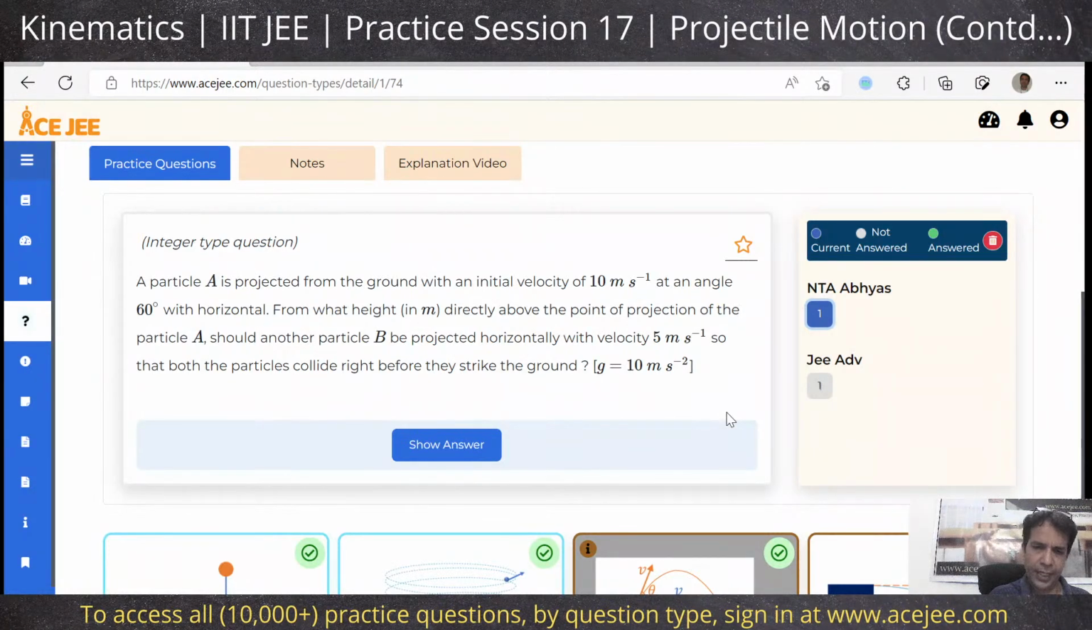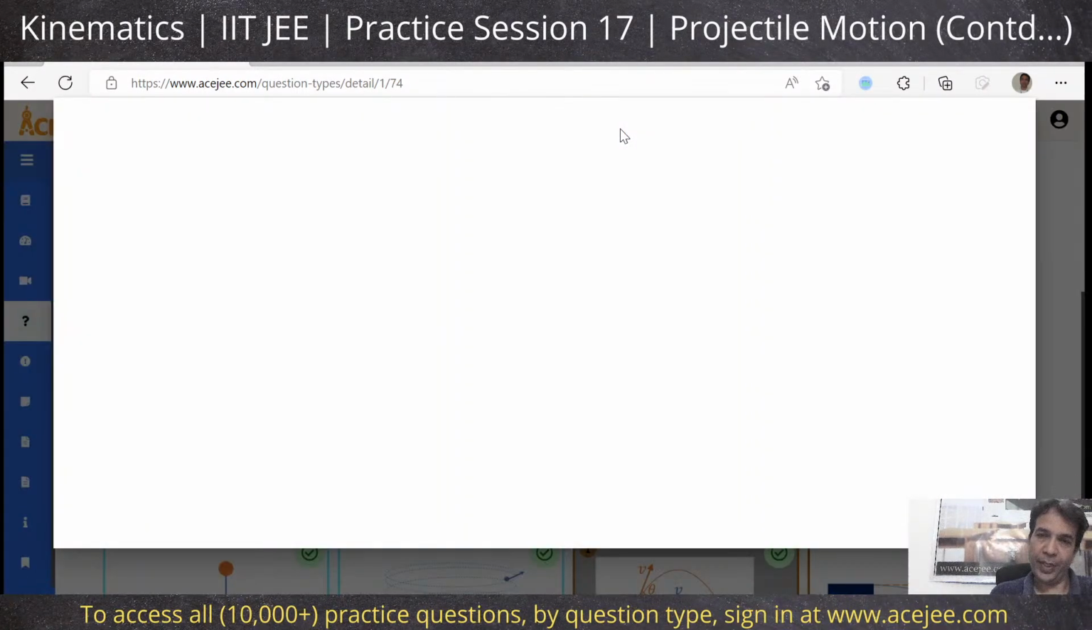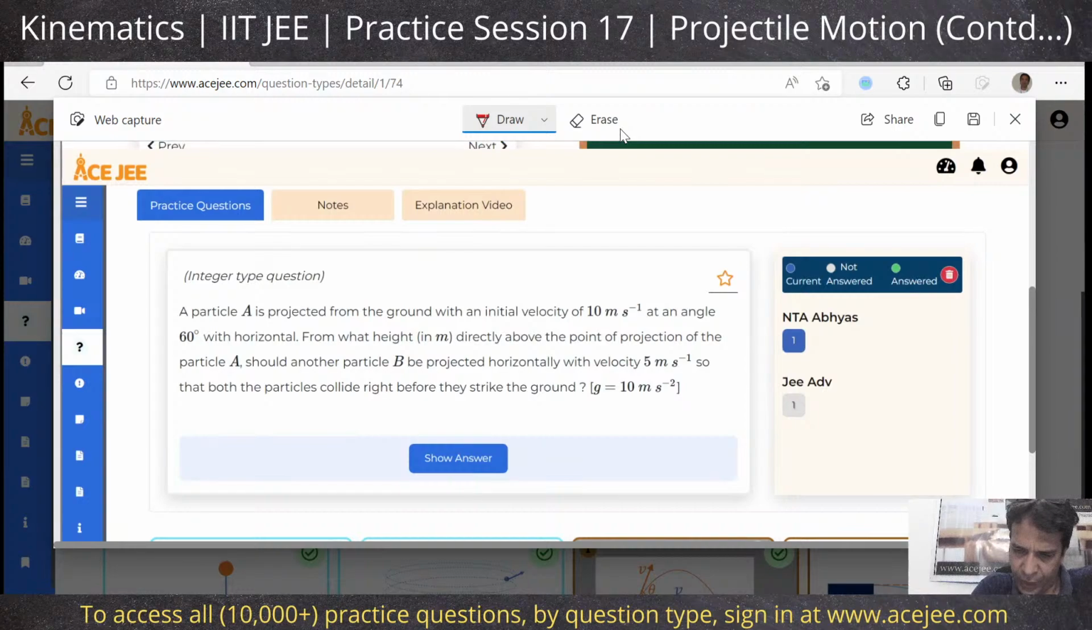It says a particle A is projected from the ground with an initial velocity of 10 meters per second at an angle of 60 degrees with the horizontal. From what height in meters, directly above the point of projection of particle A, should another particle B be projected horizontally with velocity 5 meters per second so that both particles collide right before they strike the ground? Beta, please go ahead and solve it at your will, and I'm going to sketch it out and solve the question with you.